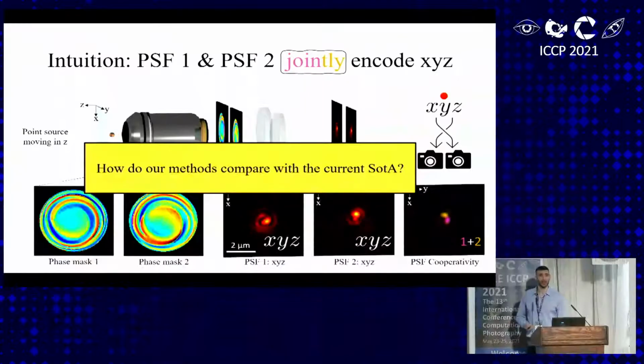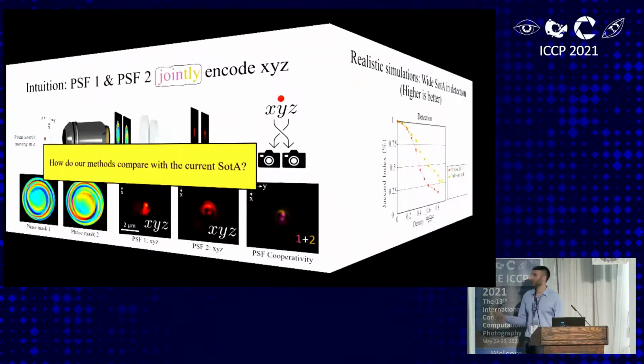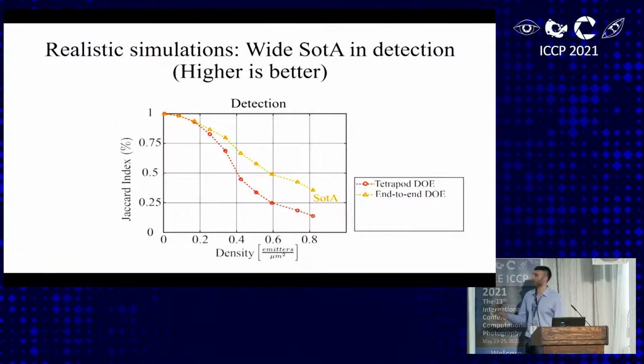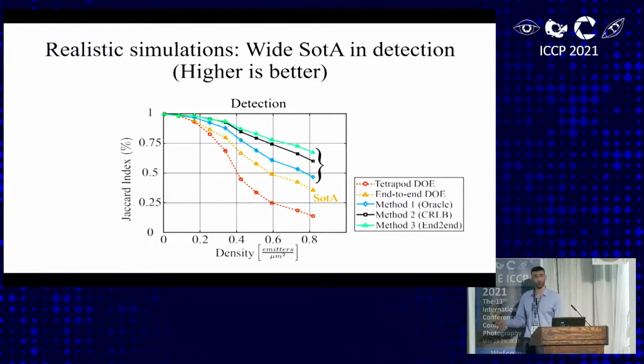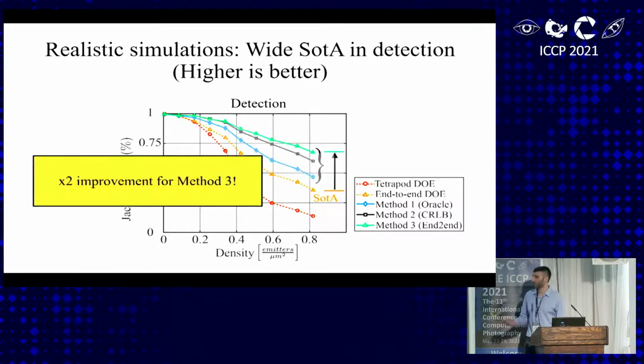Okay, so now that I have bombarded you with 3 different methods to design the PSFs, the true question is, how do our results compare with the current state of the art? So to answer this, we measure detection and precision in realistic simulations. And specifically here you see again the current state of the art with the end-to-end optimized single channel PSF. And this is the result of our 3 methods, all improving in detection compared to the current state of the art. Specifically, for method 3, we get almost a 2-fold improvement at the highest tested emitter density, which is a great result.